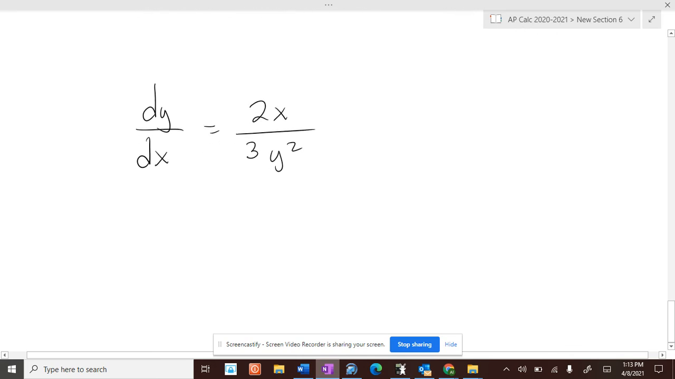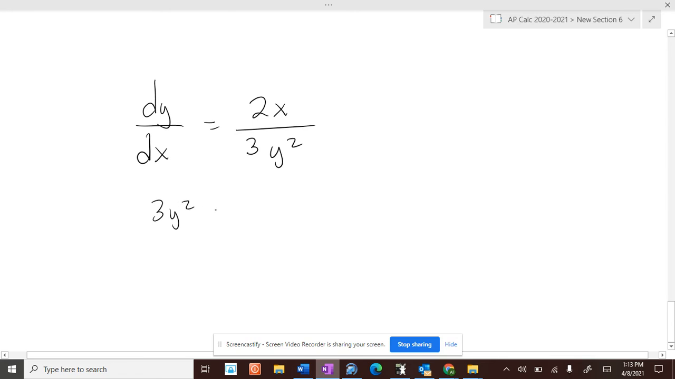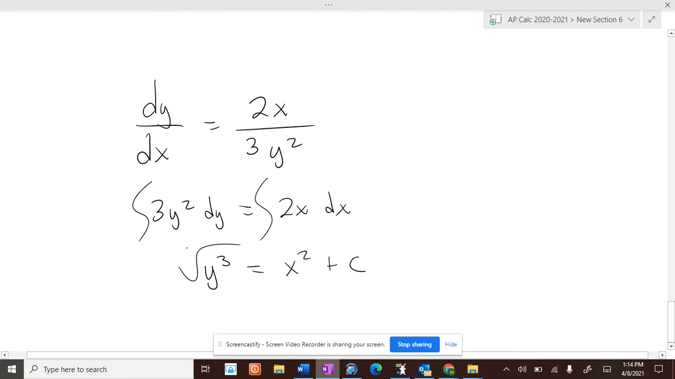Okay, what's the general solution for this differential equation? dy over dx equals 3y squared. All right, and then what? Then you take the integral. Then what do we do? Then you get y alone by taking the cube root.